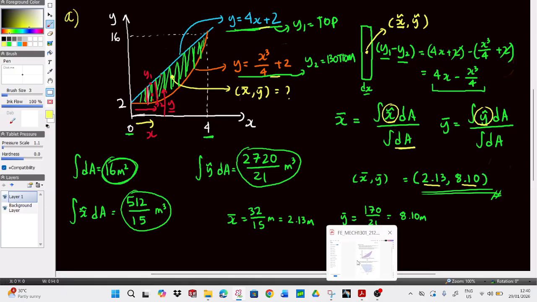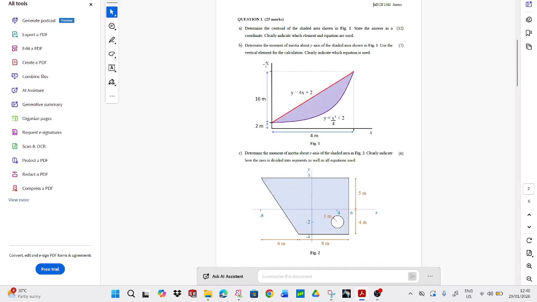So we're done with part A. Now we go to part B. So part B said to determine the moment of inertia about the y-axis of the shaded area shown in figure 1. Use the vertical element for your calculation. Clearly indicate which equation is used.